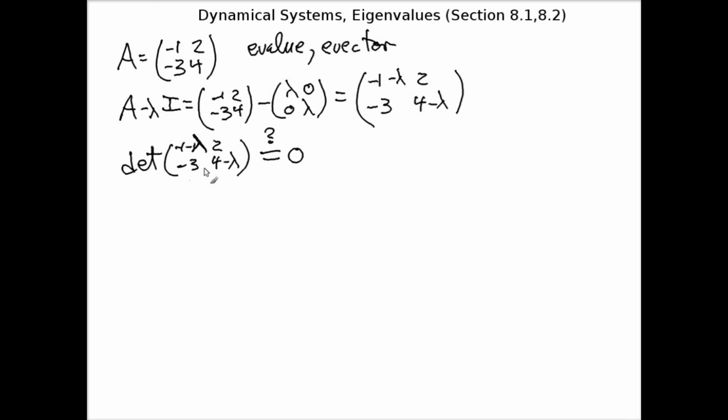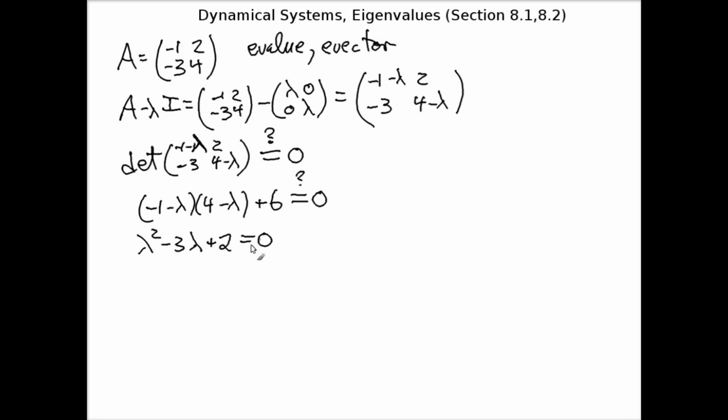Well, what is the determinant of this matrix? It's minus 1 minus lambda times 4 minus lambda. Minus minus 6 is plus 6. When is that equal to 0? Let's see, you get lambda squared minus 4 lambda plus lambda is minus 3 lambda. Minus 4 plus 6 plus 2 is equal to 0. And lo and behold, that's lambda minus 1 times lambda minus 2 is equal to 0. So you found lambda is being 1 or 2, as I told you earlier.